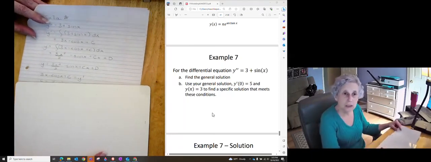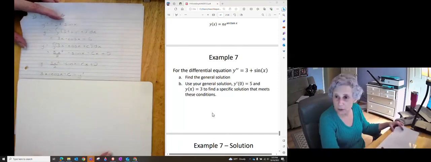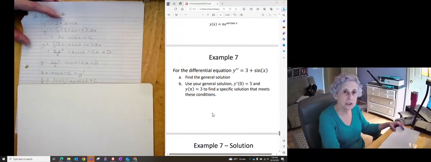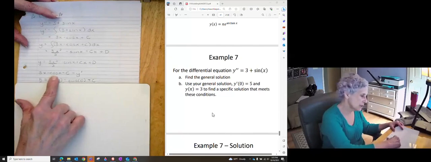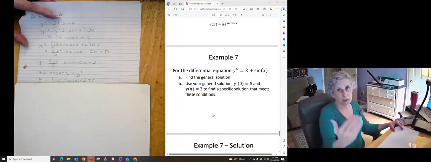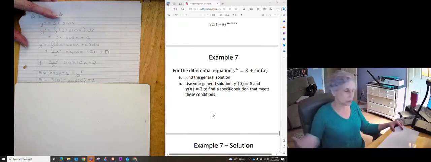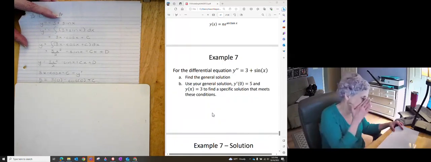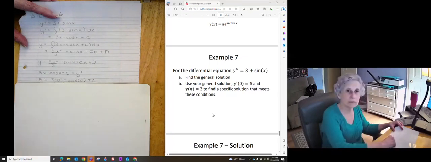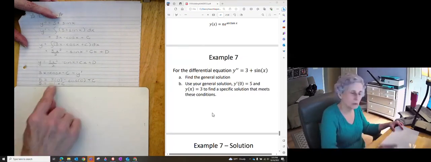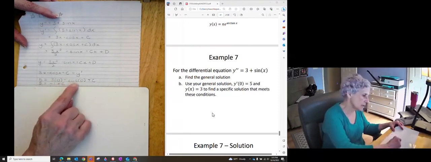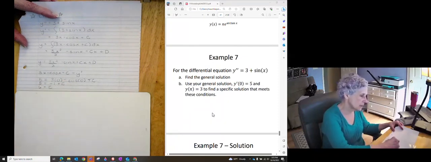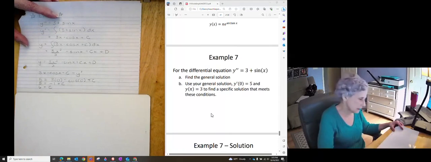And then for b, use your general solution and those initial conditions to find a specific solution. So I look at the derivative. You have to work backwards, go from the derivative and then back to the original function. So first thing I do is I plug 0 into that derivative and make sure 5 comes out. So 0 times 3 is 0. Cosine of 0 is 1, so it's minus 1 plus c. C has to be equal to 6.